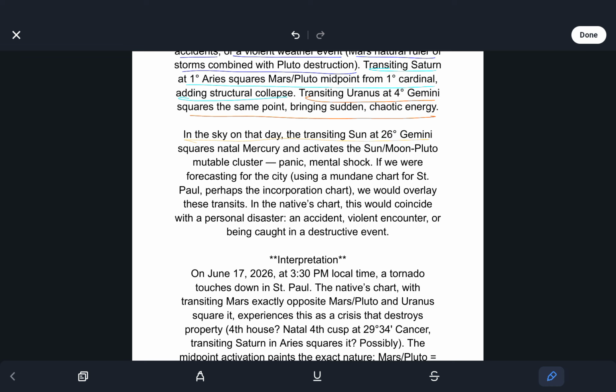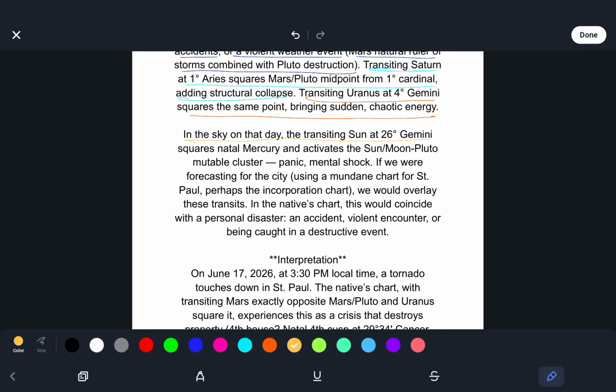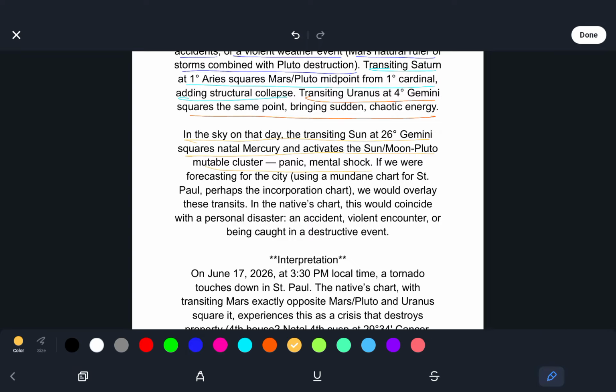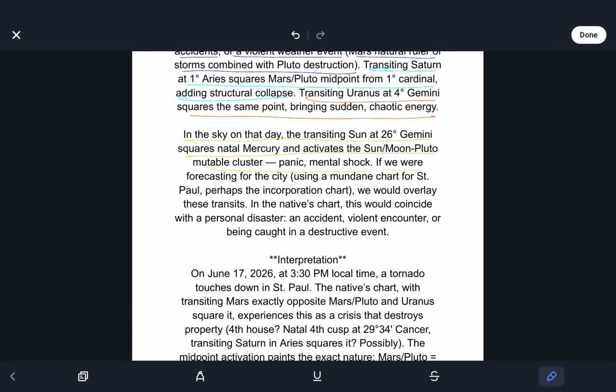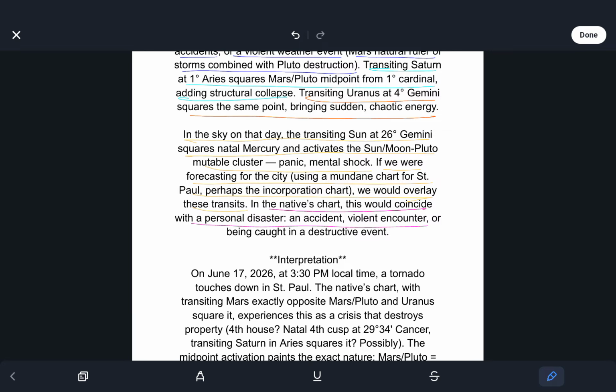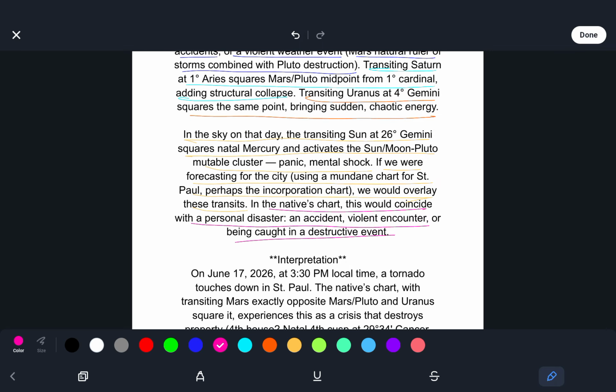In the sky on that day, the transiting Sun at 26 degrees Gemini squares the natal Mercury and activates the Sun, Moon, Pluto mutable cluster. Panic, mental shock. If we were forecasting for the city using a mundane chart for St. Paul, perhaps the incorporation chart, we would overlay these transits. In the native's chart, this would coincide with a personal disaster, an accident, violent encounter, or being caught in a destructive event.